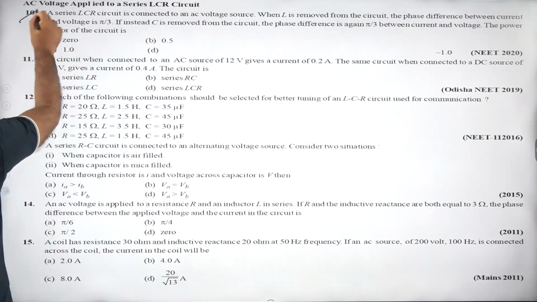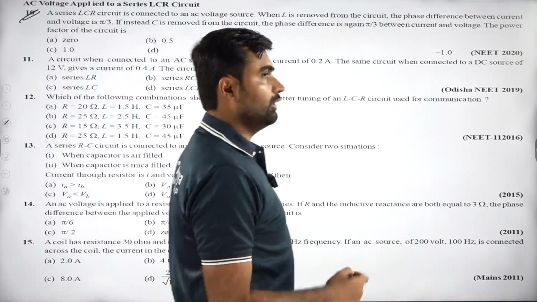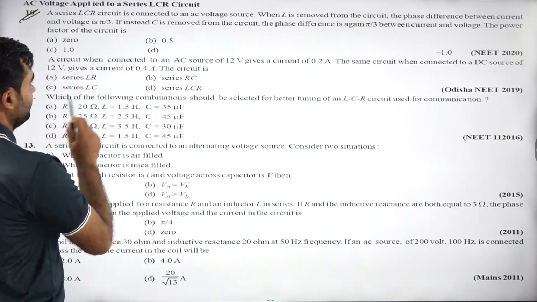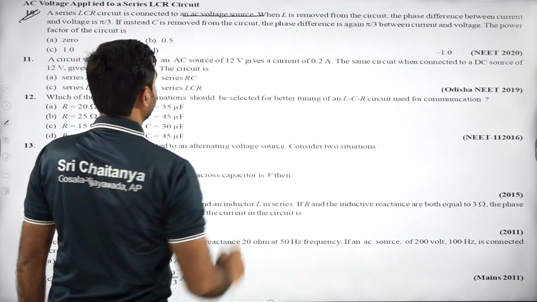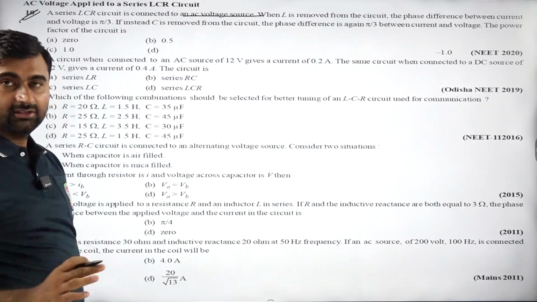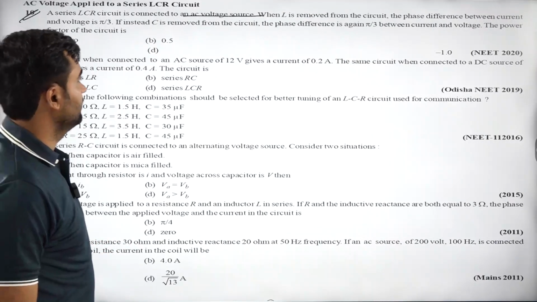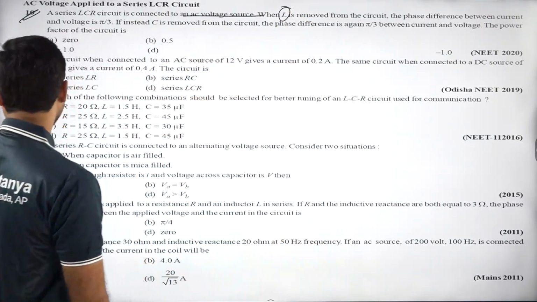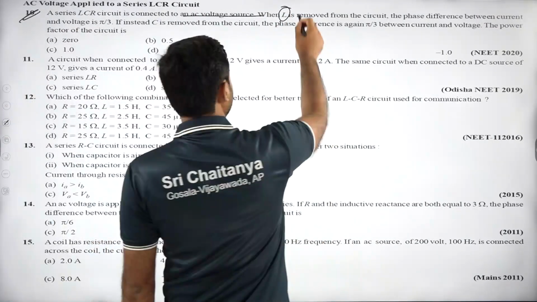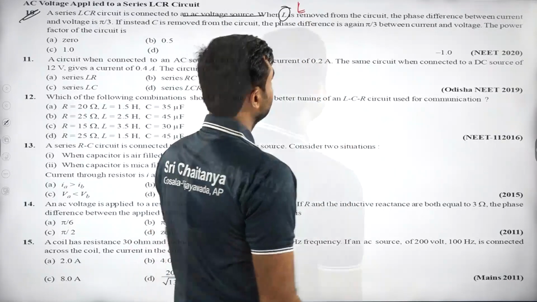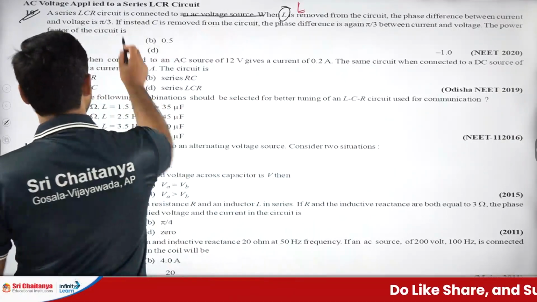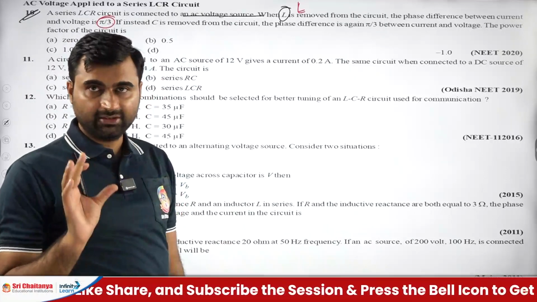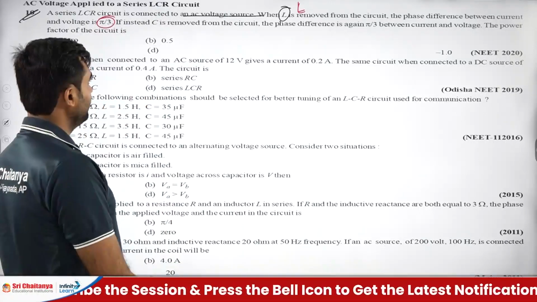Okay. This question came in which year? 2020. Now you can see here in a series LCR AC circuit, what is given here? AC voltage is applied, which means it is a series LCR AC circuit question. When the inductor is removed, then the phase difference between current and voltage is pi by 3. So you know, if the inductor is removed, the capacitor and resistor are there. How much phase difference?